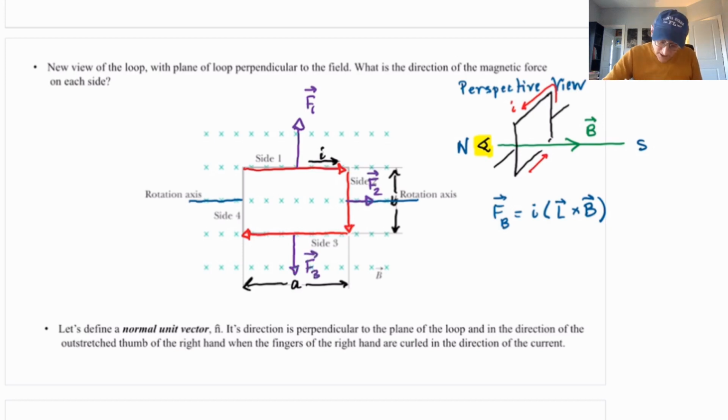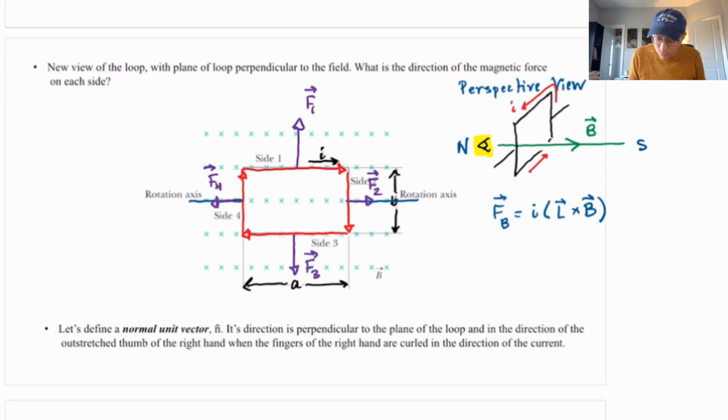And then lastly, for side 4, there's the L vector. B again, into the screen. What's the direction of F4? Did you say to our left in the plane of the screen? So there are the 4 forces.